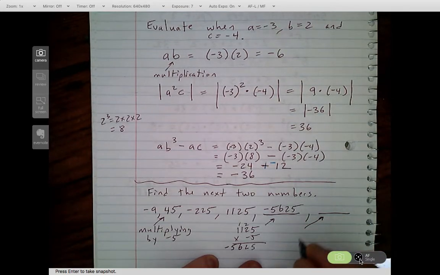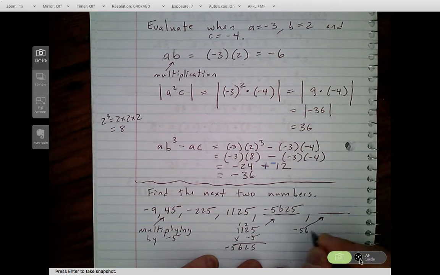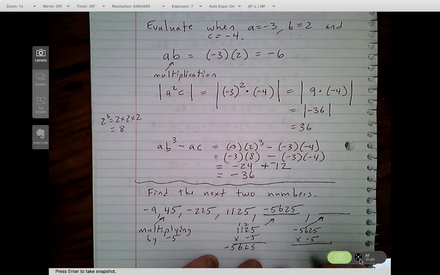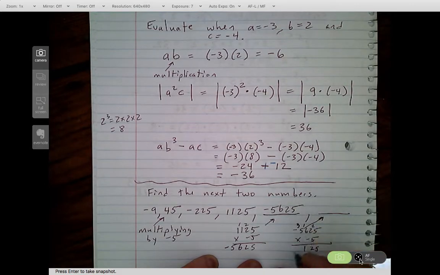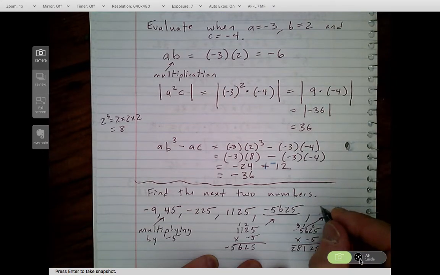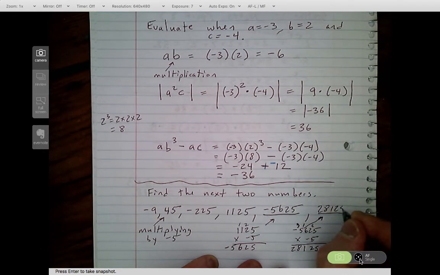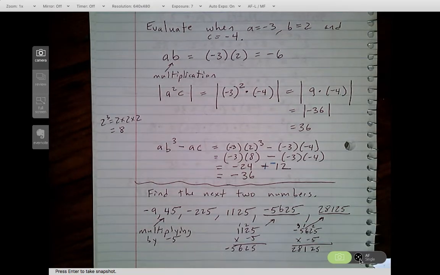And then this last one is going to be negative 5,625 times negative 5. We know a negative times a negative is a positive, so let me just work this out here. 5 times 5, 25, 2 up here. 5 times 2, 10, plus 2 is 12. A 1 up there. 5 times 6 is 30, plus 1 is 31, and a 3 here. Oops. 5 times 5 is 25, plus 3 is 28. Okay, so the last number that goes in there is 28,125.